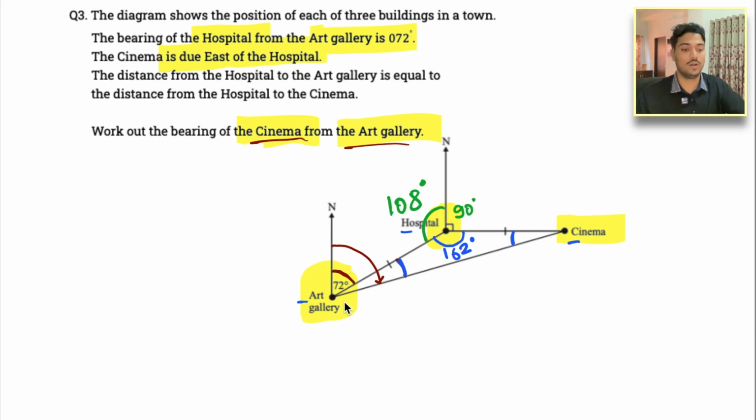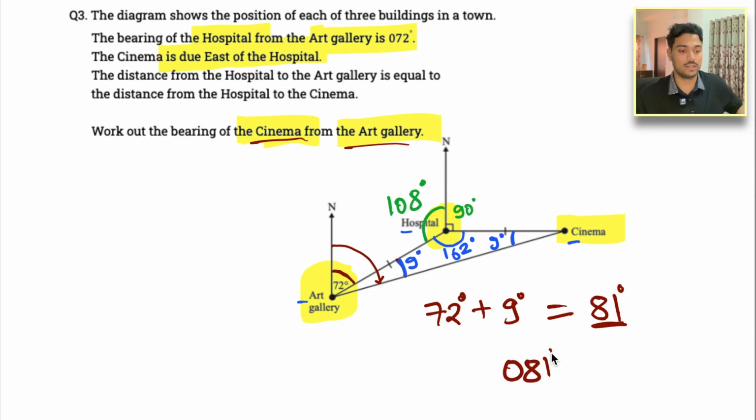So how do we calculate that? 180 degrees minus 162 degrees divided by 2. That makes this angle 9 degrees each. Let's check once again: 180 minus 162 divided by 2 is 9 degrees. So the bearing of the cinema from the art gallery is 72 degrees plus a further 9 degrees, which is equal to 81 degrees. But since we are writing a bearing, we write it in three figures. Our answer will be 081 degrees, and that's the answer.